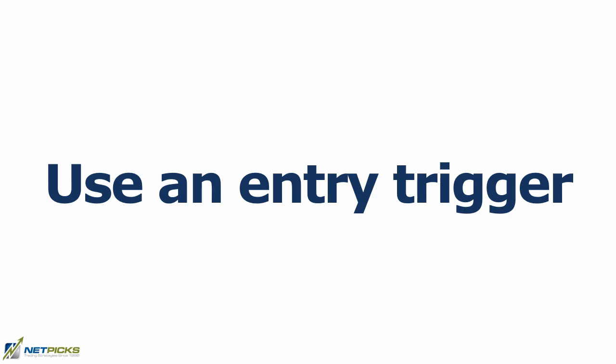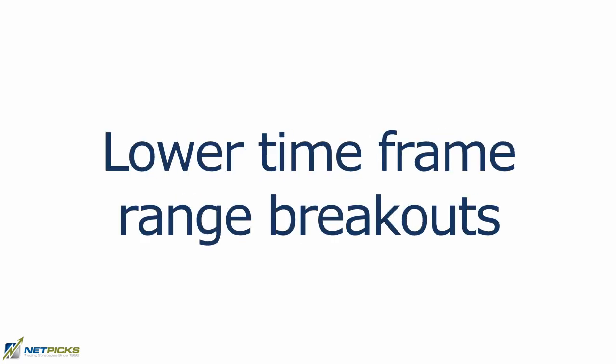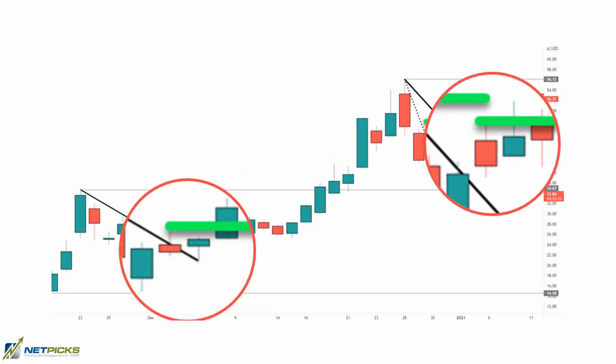Let's look at 3 simple ways you can enter a trade that shows that price is, at least in the short term, looking to resume the upwards move for a buy. We can look at the breakout of previous candles. We can look at lower time frames, ranges, the breakouts of those. We can even use a moving average cross. So let's look at breakouts first of the previous candles.